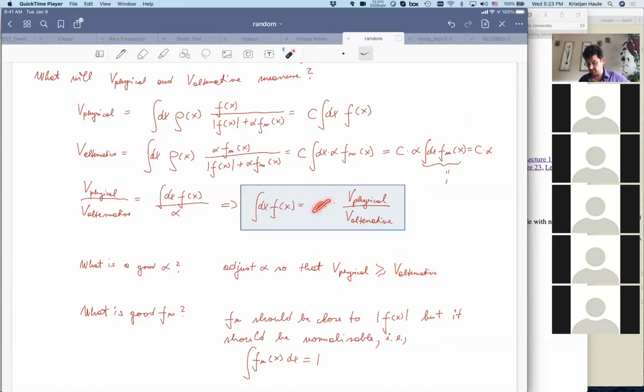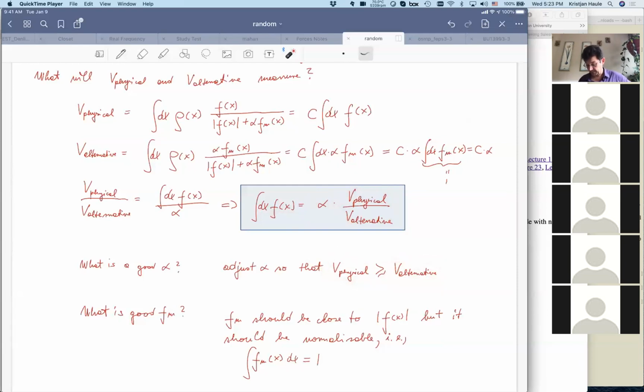Then alpha is going to be more or less the same as the integral, because these two will be more or less of the order of 1. So we need to adjust alpha self-consistently in such a way that this is satisfied.